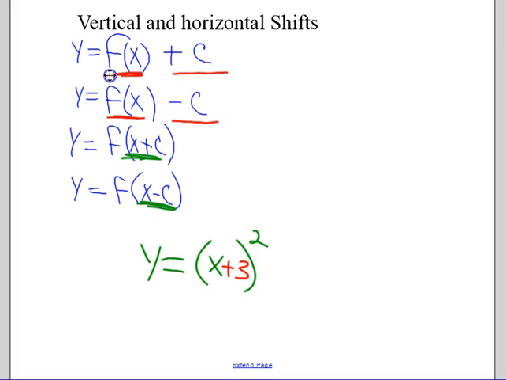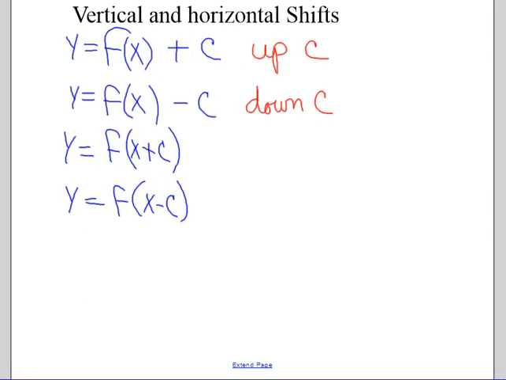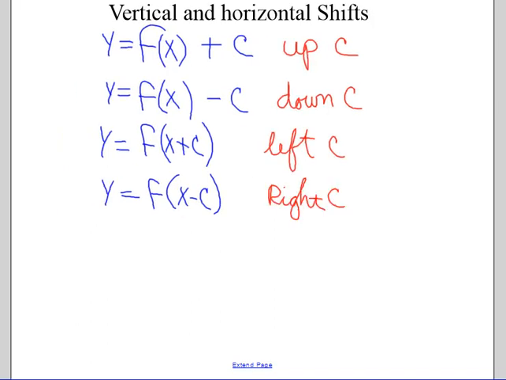So what happens in the first one? Plus c outside, let's assume c is a positive value. It's going to go up. What's going to happen in the second one when I put a minus c, again assuming c is a positive value? It's going down. This guy's going to go to the left, and this guy's going to the right. Up c, down c, left c, right c. Sounds like a Dr. Seuss book, doesn't it? One fish, two fish, red fish, blue fish. Up c, down c, left c, right c. Okay, so we have those down.